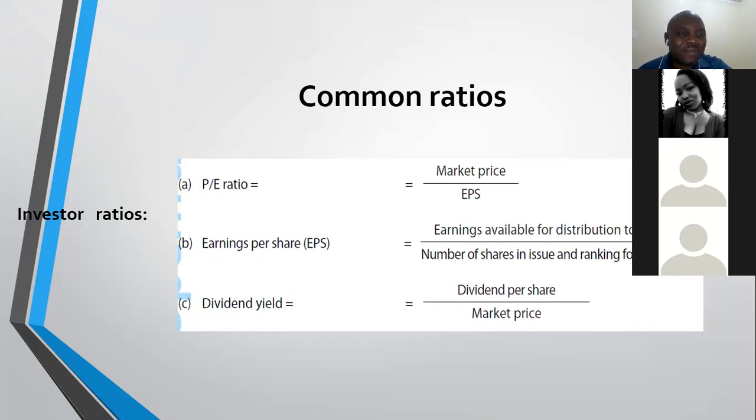Earnings per share. These are book values. This is the earnings that you have made divided by the shareholdings, the number of shares in issue. Dividend yield. The higher the market price, it is expected that even the dividends should start growing.